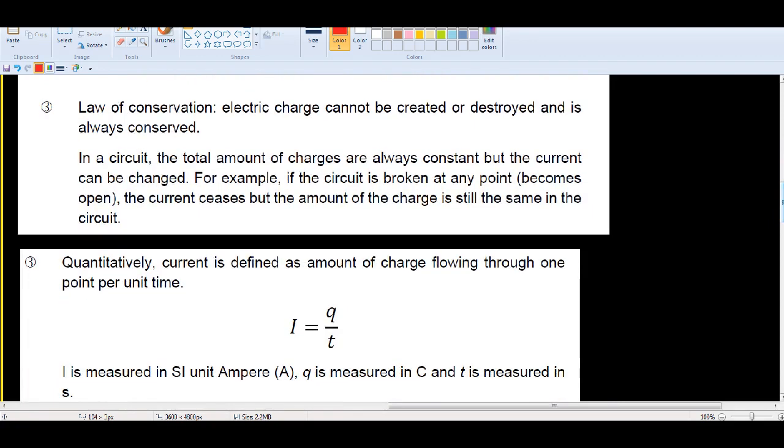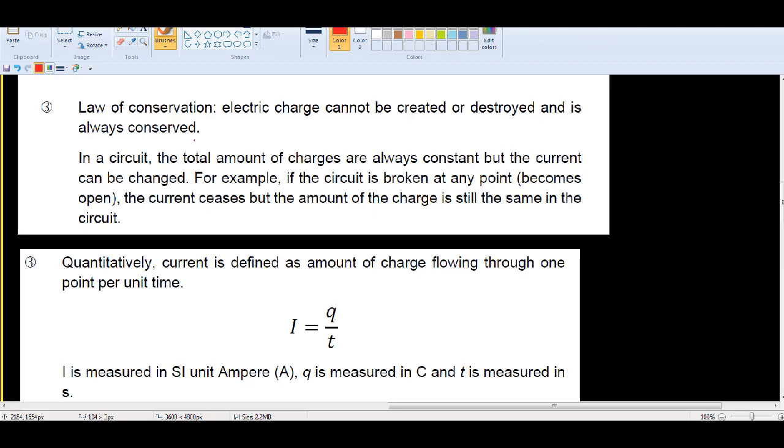Okay, so another law I'm going to introduce, which you should have learned before, is the law of conservation of charge. Electric charge cannot be created or destroyed, and is always conserved. It's a bit like energy. There are two most famous laws of conservation. One is the conservation of total energy. The other is the conservation of total charge. Electric charge cannot be created or destroyed and is always conserved. Okay, so that's the idea.